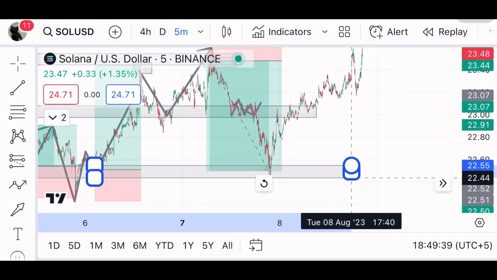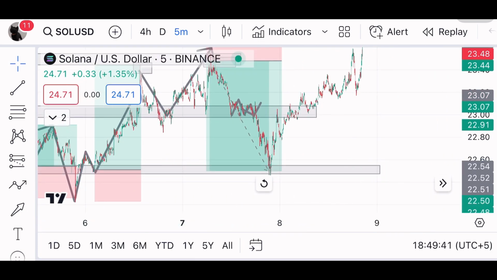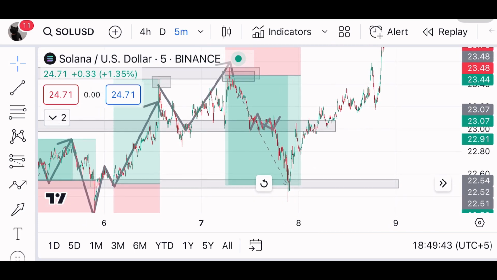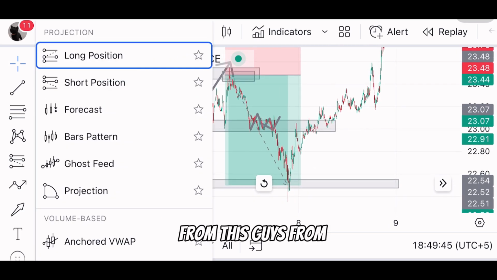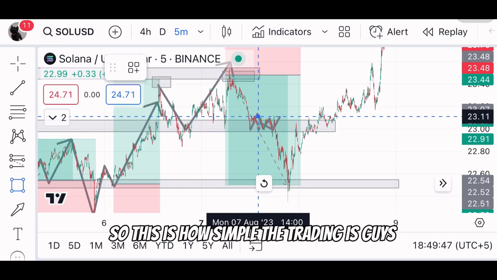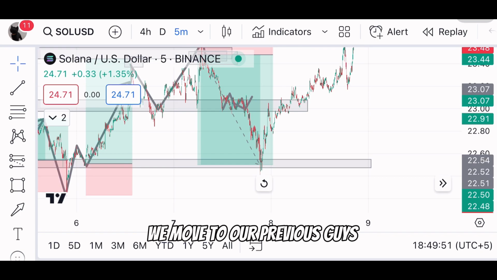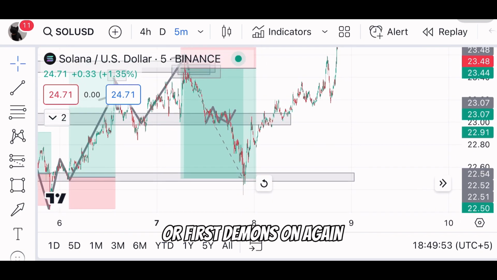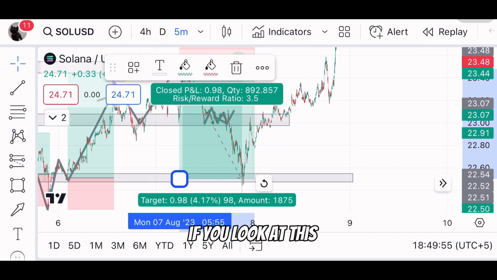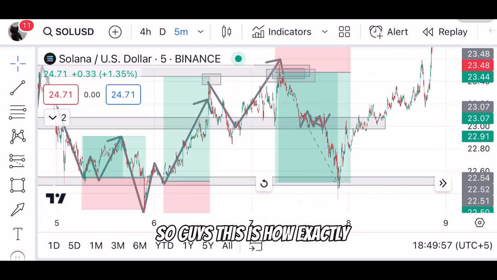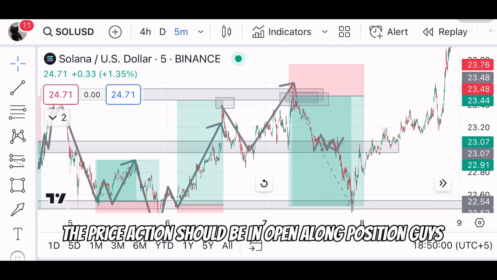And now if we extend this demand zone, guys, you can see that exactly from this, so this is how simple the trading is, guys. From this supply zone we move to our previous, our first demand zone again. So if you look at this, it's almost a 4% simple trade. So guys, this is how exactly the price action should be.